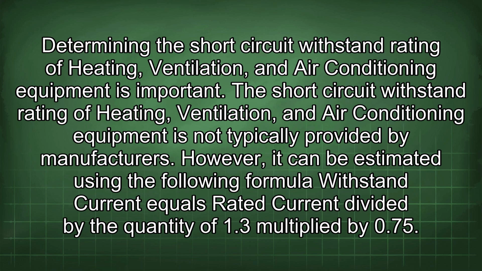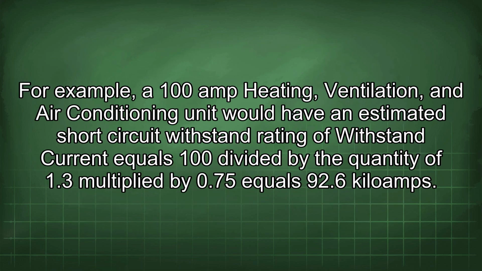Determining the short circuit withstand rating of heating, ventilation, and air conditioning equipment is important. The short circuit withstand rating is not typically provided by manufacturers. However, it can be estimated using the following formula: withstand current equals rated current divided by the quantity of 1.3 multiplied by 0.75. For example, a 100 amp heating, ventilation, and air conditioning unit would have an estimated short circuit withstand rating of withstand current equals 100 divided by the quantity of 1.3 multiplied by 0.75 equals 92.6 kiloamps.